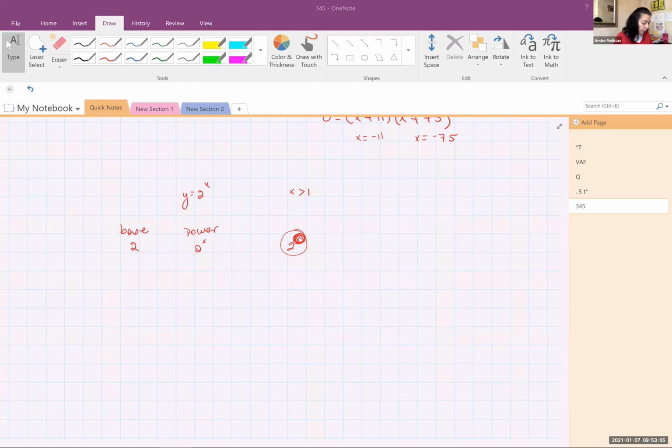So in this section, we're going to talk about polynomial functions. Okay, so let's define one more time officially what a polynomial function is. A polynomial function looks something like this.